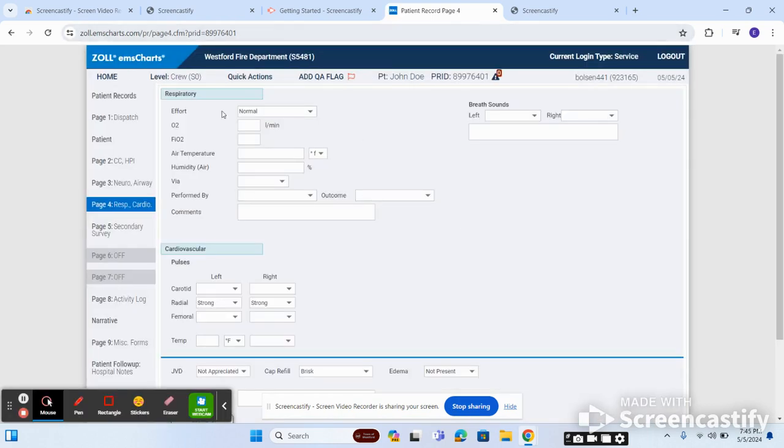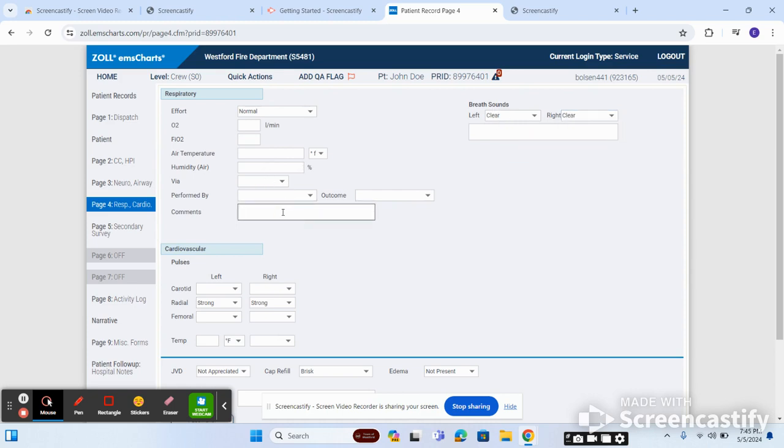Respiratory status, it defaults his effort to normal because he's not having any respiratory distress. We're going to leave this as normal. We'll say we listened to breath sounds and they were clear. So we'll select clear and clear. The other alternative to this is you can highlight it and just hit the C button and enter, tab, C button, enter, and it covers all that.